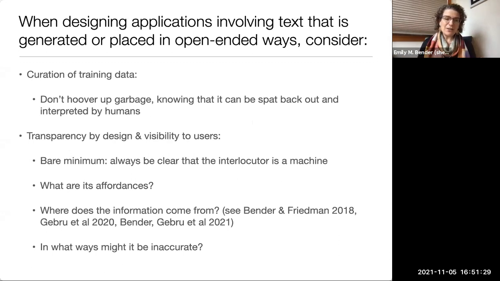Also, transparency and visibility to users is really important. The absolute bare minimum is that it should always be clear when the interlocutor is a machine versus when you're talking to a person. It should also be clear to the user or the person encountering the machine what the affordances of the machine are, what it actually can do and what it can't do. And it should be clear where the information comes from, right? What is that source corpus that I am giving you answers based on? And in what ways might this result be inaccurate?